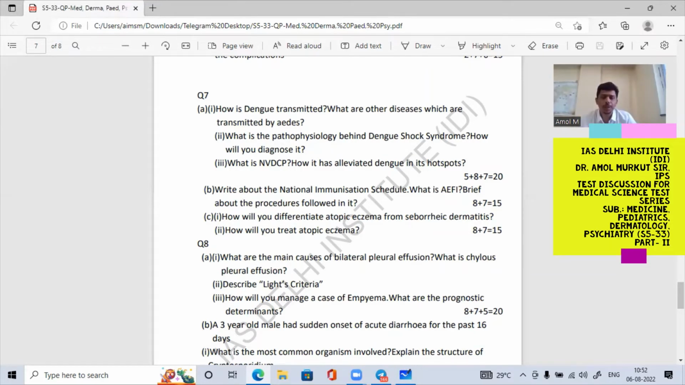How will you diagnose it? Clinically. In case of clinical diagnosis, you can look for signs such as tachycardia, cold peripheries, and a clinical accumulation of fluid in body cavities such as ascites. Investigations: hematocrit, platelet count. Then what is NVBDCP? It has addressed dengue in hotspots. NVBDCP, National Vector-Borne Disease Control Program.